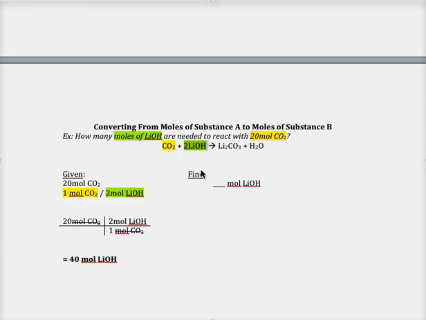So this is what stoichiometry is. You go from something that you know to something that you don't know much about. All right, let's try another example.